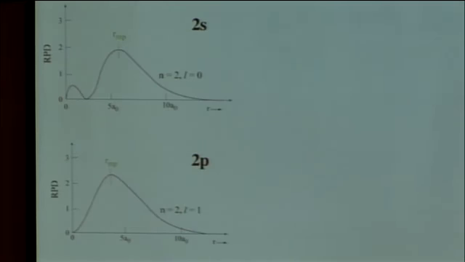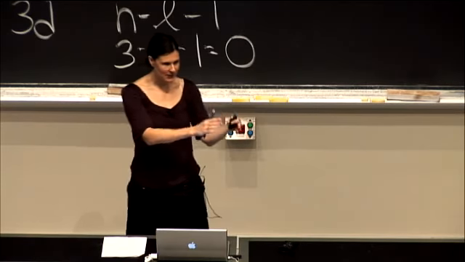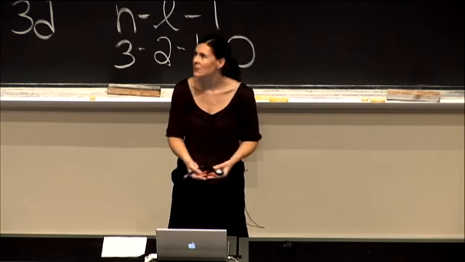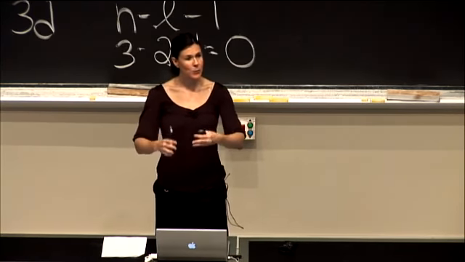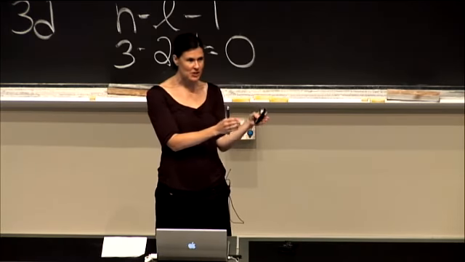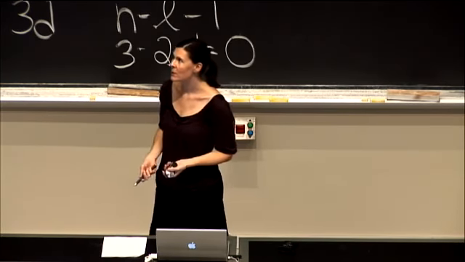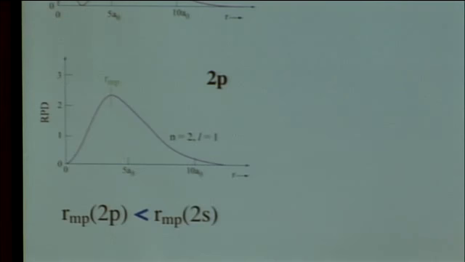So think about what that means. We're, of course, not talking about this in classical terms. So what it means is if we have an electron in the 2p orbital, the probability is that it will be closer to the nucleus than it would be if it were in the 2s orbital.